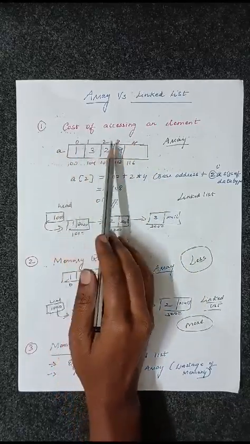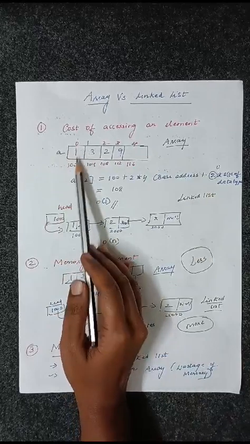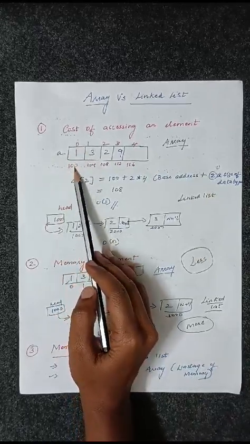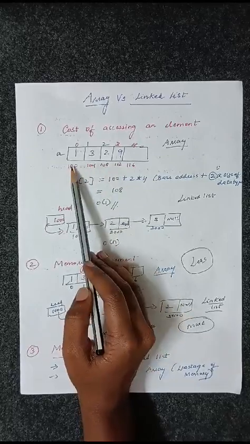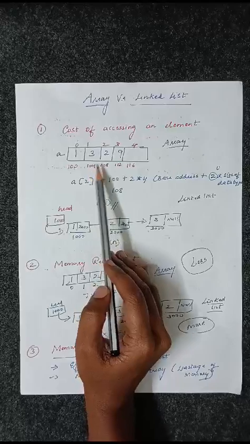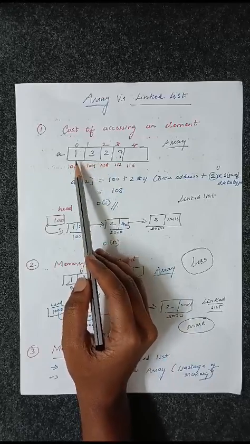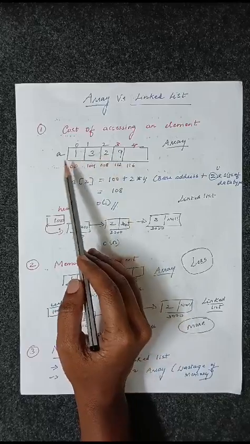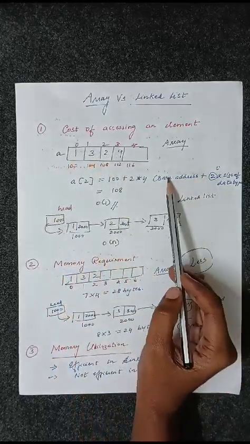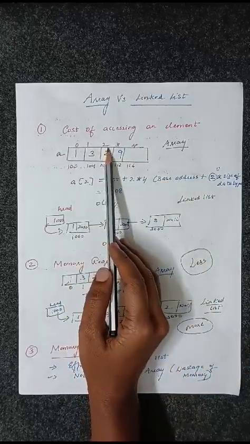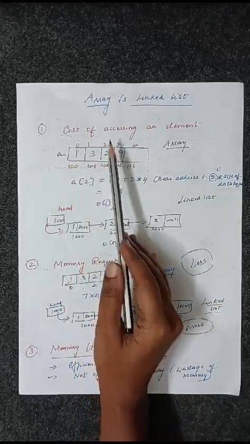Now, for A of 2, you have to calculate the address from the base address. What is the base address of an array? It is the address of the first element, and the index starts from 0. I have given 100 as my base address. Normally addresses are hexadecimal, but for your reference I am giving 100, 104, 108 and so on. I have taken the size of an integer as 4 bytes, which depends on the processor. So each element of this integer array takes 4 bytes of memory. Here my base address is 100 plus the index 2 times the size of the data type, so I get 108. It goes directly to address 108 and I get the value 2.